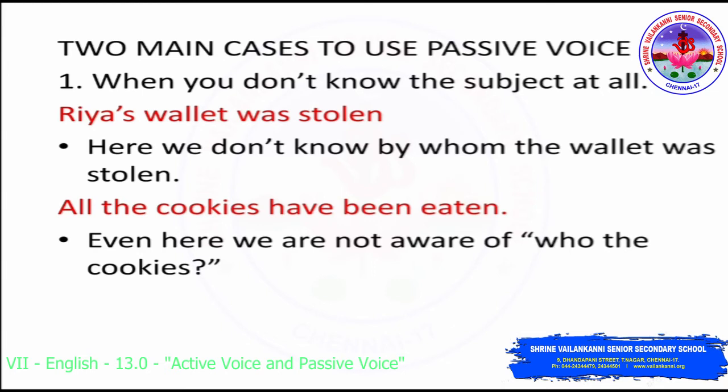Ria's wallet was stolen. That's it. We don't know the subject. Next example. All the cookies have been eaten. Even here, we are not aware of who ate the cookies. We only know all the cookies have been eaten. We don't know the subject. We don't know who ate the cookies. So, when we don't know the subject at all, we use passive voice. That's the first case.